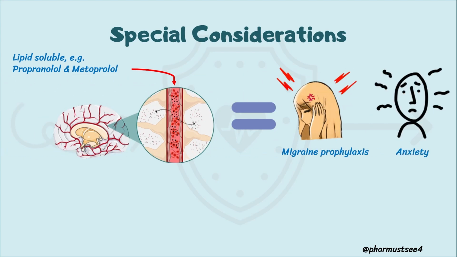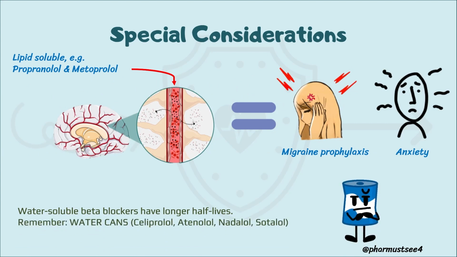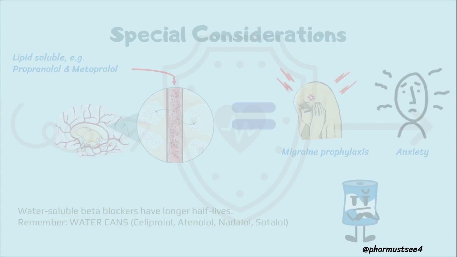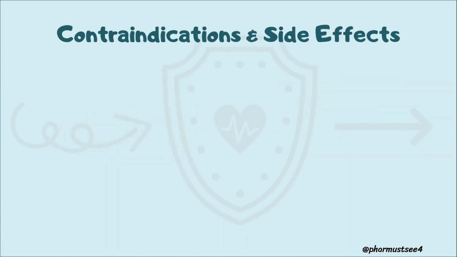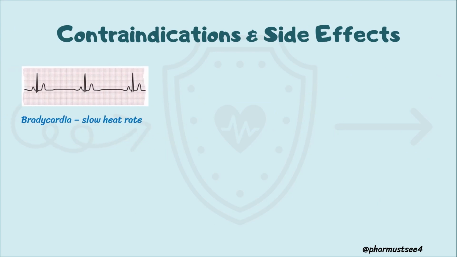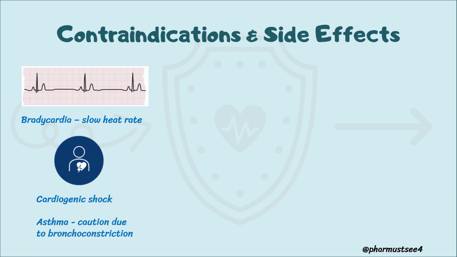On the other hand, water-soluble beta blockers have longer half-lives. And a small way to remember the water-soluble beta blockers is using water cans. Celiprolol, atenolol, nadolol, and sotalol. Contraindications include bradycardia, which is a low heart rate, and cardiogenic shock. For example, myocardial infarction, a heart attack, with a reduced blood pressure and pulmonary edema, fluids in the lungs.